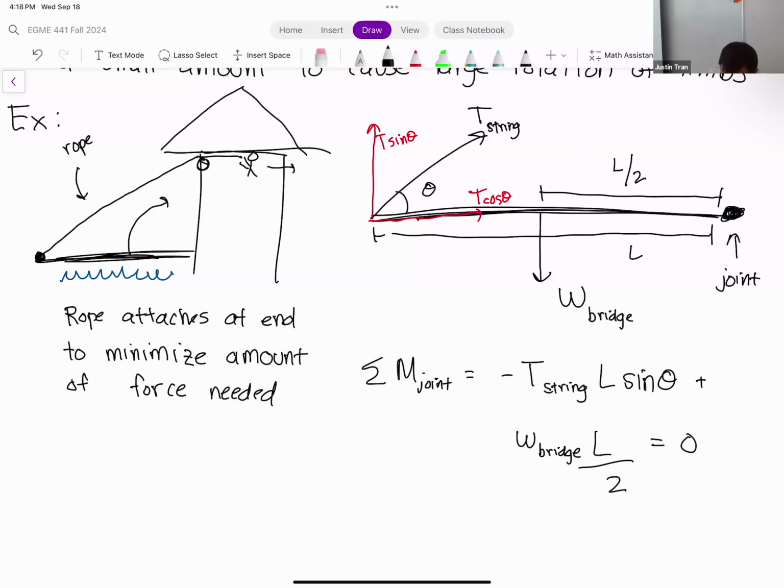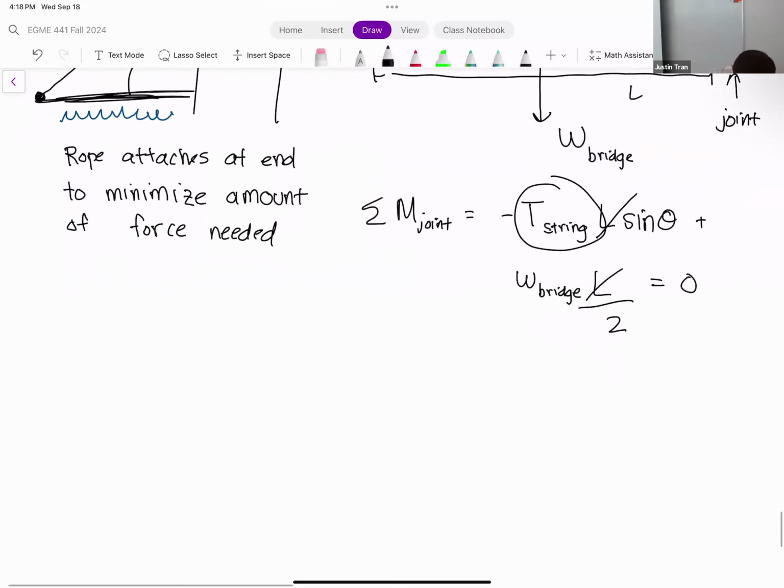Okay, so let's go ahead and solve this for T. We have a common factor of L here on both sides. And so we have T string is equal to the weight of the bridge divided by 2 sine theta.